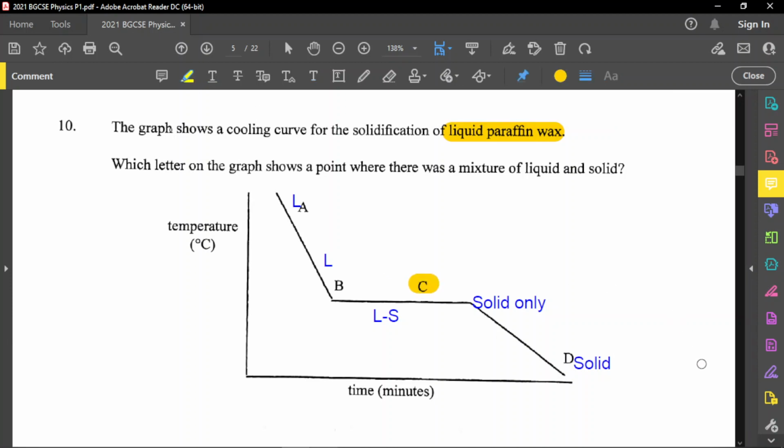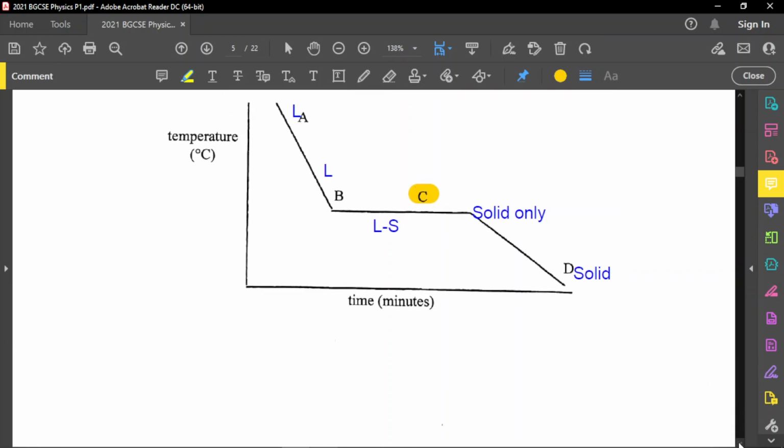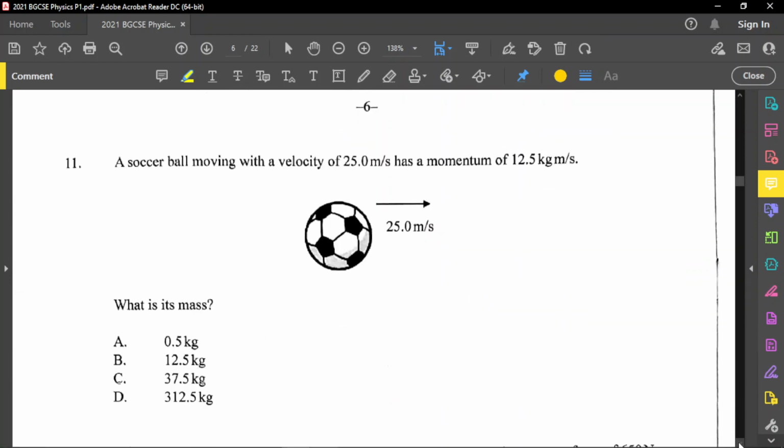All right, so let's go to question number 11 now. And question number 11 is: a soccer ball moving with a velocity of 25 meters per second has a momentum of 12.5 kilogram meters per second. What is its mass?